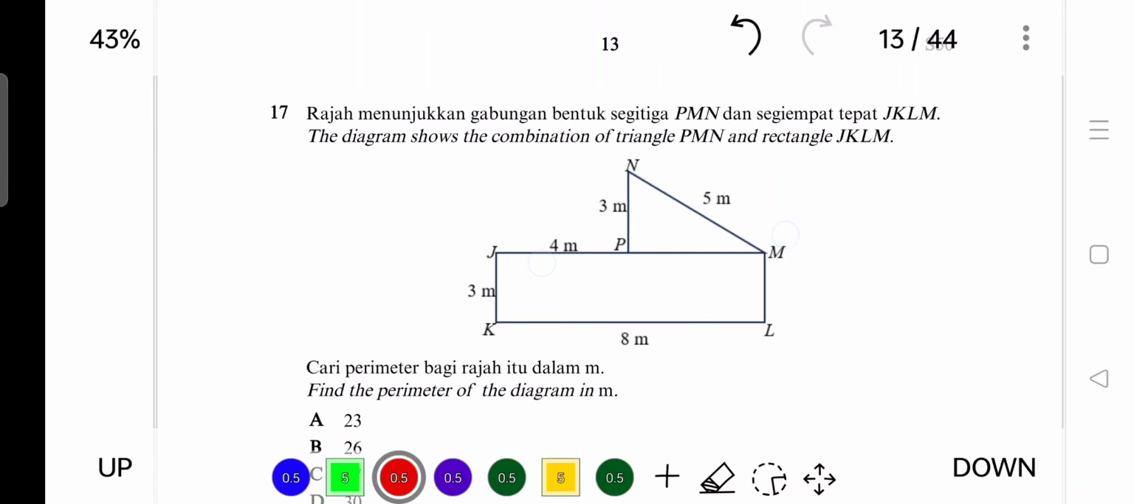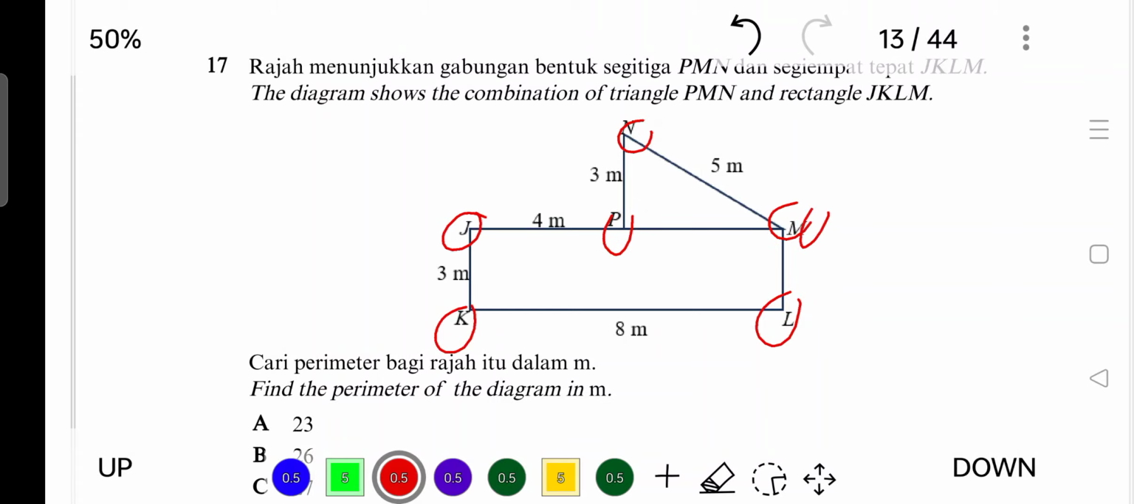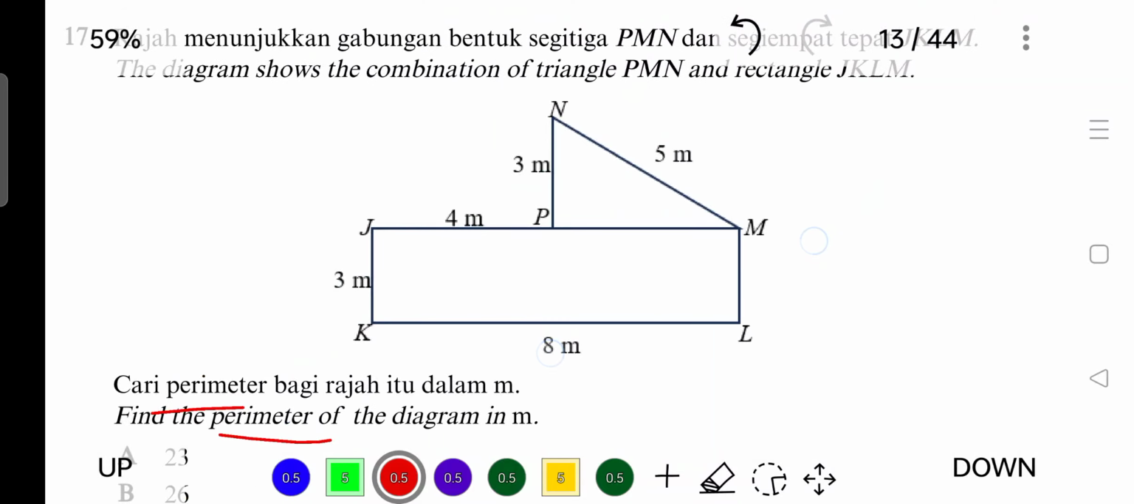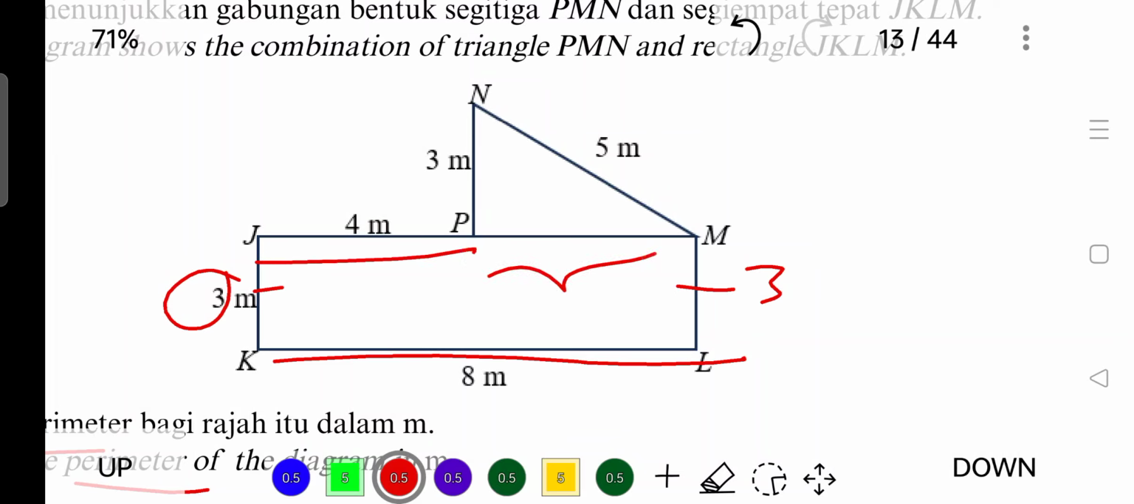Next, come on, let's do it together. Let's do it faster. The diagram shows a combination of triangle PMN and rectangle JKLM. You see JKLM and this triangle over here. Let's look at the question. They just want the perimeter. Quite simple and straightforward. If over here is 3, definitely here will always be 3 as well. And here is 8, here is 4. So what is the remaining? Surely 4, right? Because here and here will be the same.